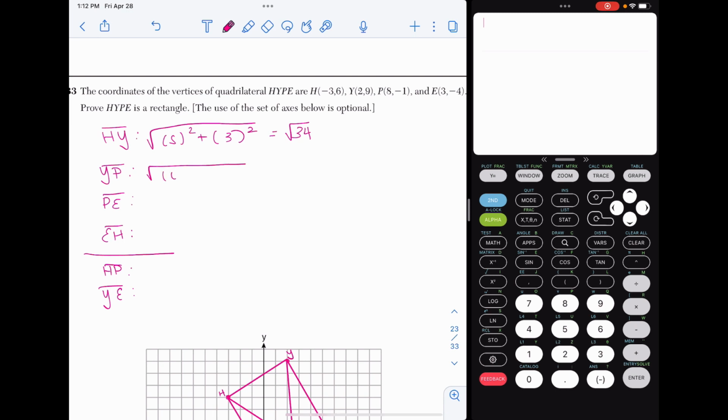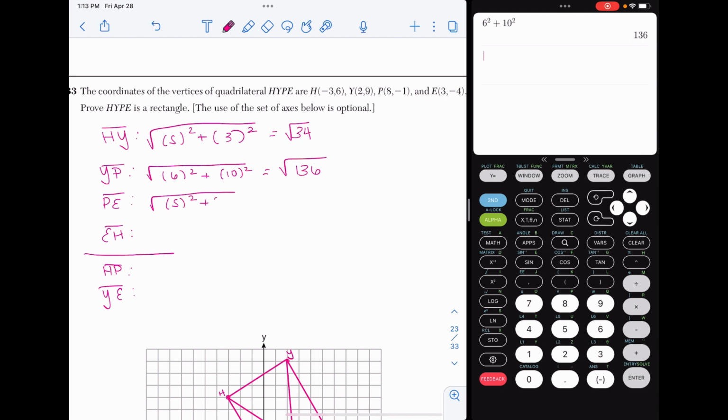YP, subtract the x's, subtract the y's, and I get 136. To get that answer, by the way, I would find the value of what's inside the radical without actually putting the square root into your calculator. Okay, next, PE.